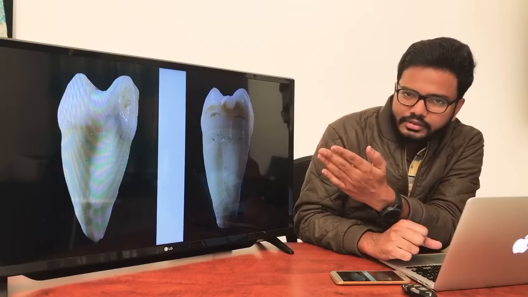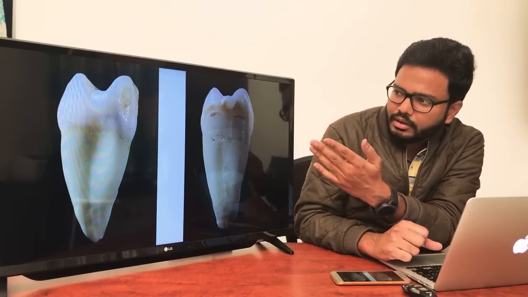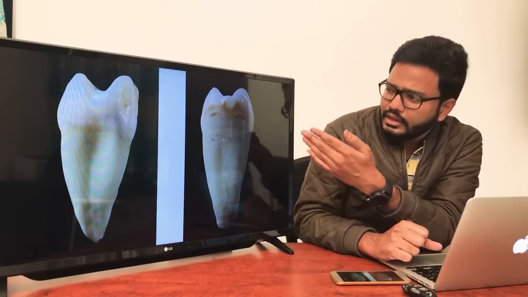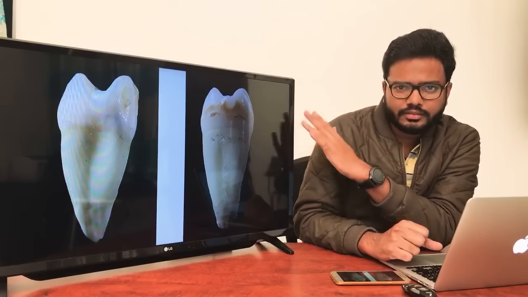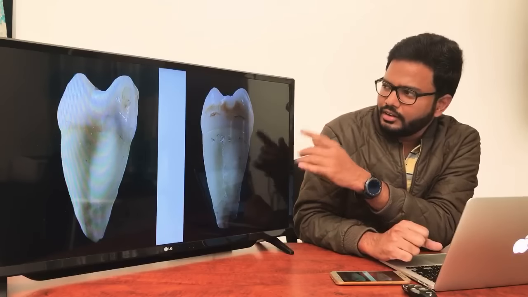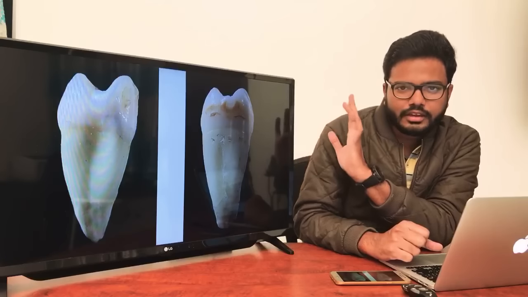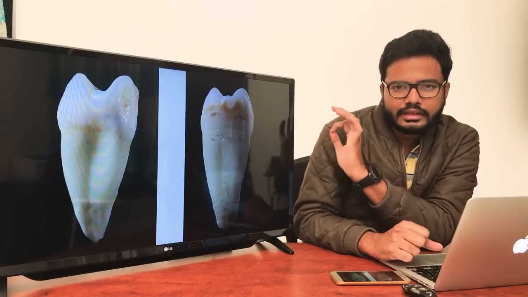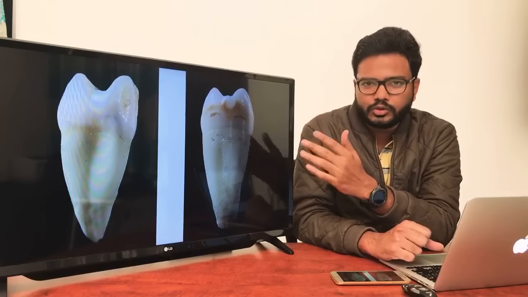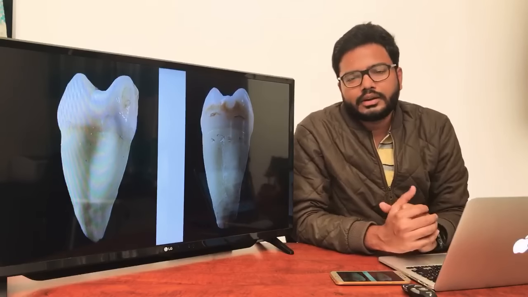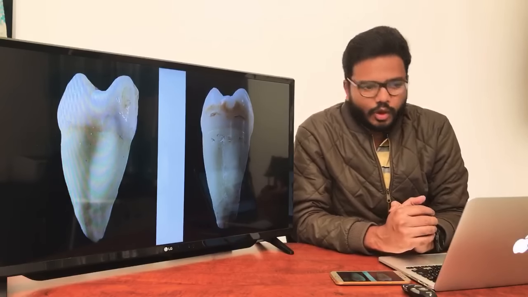The left one represents maxillary first premolar with mesial developmental groove and mesial concavity, and the right one, as you can see, has no such features. You have two cusps and a single root. It's a maxillary second premolar. Both of these are pertaining to the right side.